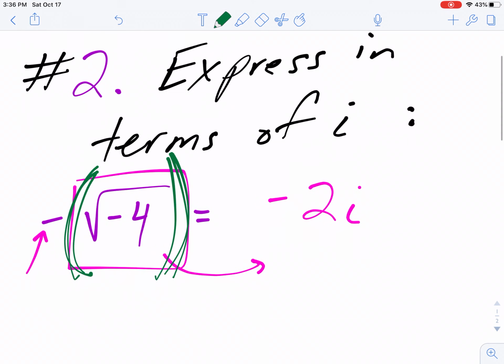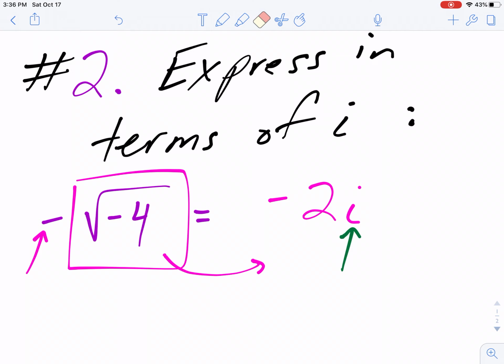So the rule is, if you have a negative underneath the radical, that's where the i comes from, okay? And then the square root of 4 is where the 2 came from, obviously. So I would recommend you just look at the radical part first and then deal with the signs.